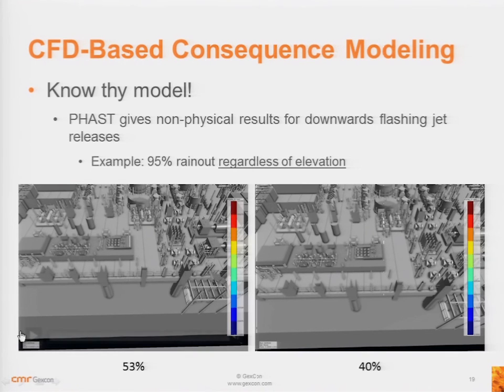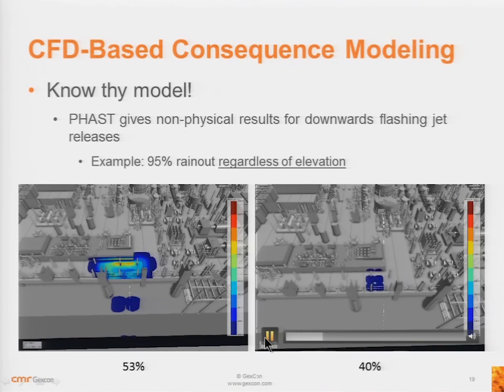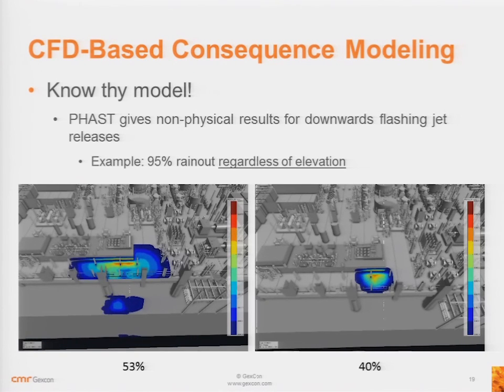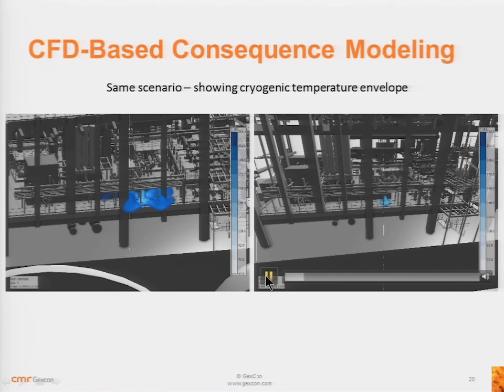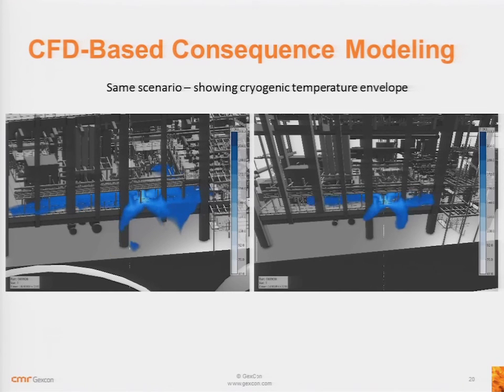When we ran it with FLACS, with two different elevations, we got in one case 53% rainout, in the other case 40% rainout. The liquid spill, and therefore the cryogenic protection area, is significantly different. So that can be a problem, and it can either overestimate or underestimate your hazards depending on what hazards you're considering. As a result of the different split of vapor versus liquid, your cloud is also going to be different. Again, this is not the LFL cloud or half LFL; this is the minus 40 degrees C cryogenic impact area.